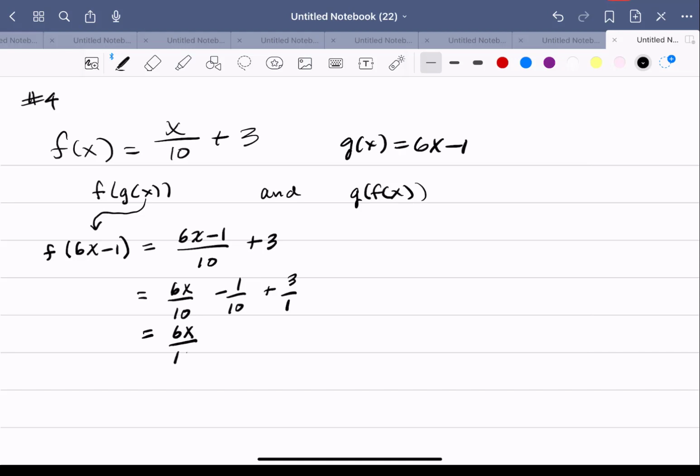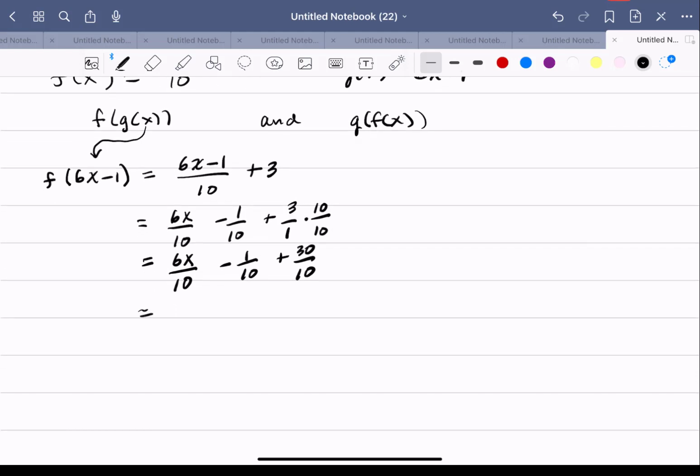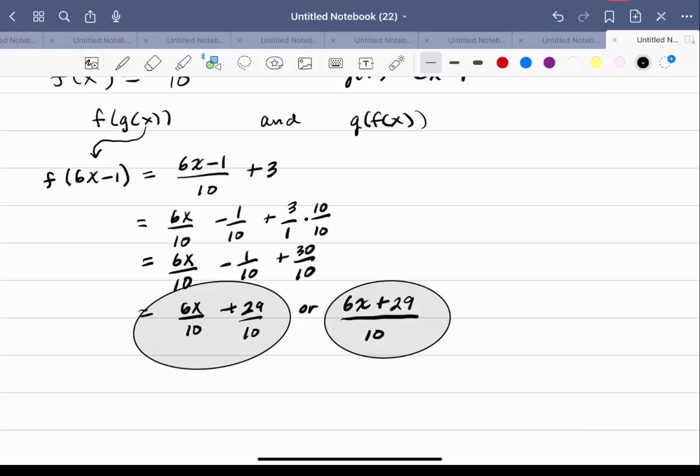6x is not going to be like minus 1 and 3, but I'm going to multiply this 3 top and bottom by 10, so I get minus 1/10 plus 30/10, and now they have a common denominator, so it's 6x over 10 plus 29 over 10, and that's an acceptable answer, or you can now bring it back to 6x plus 29 over 10. So either of these answers is fine for f of g of x.